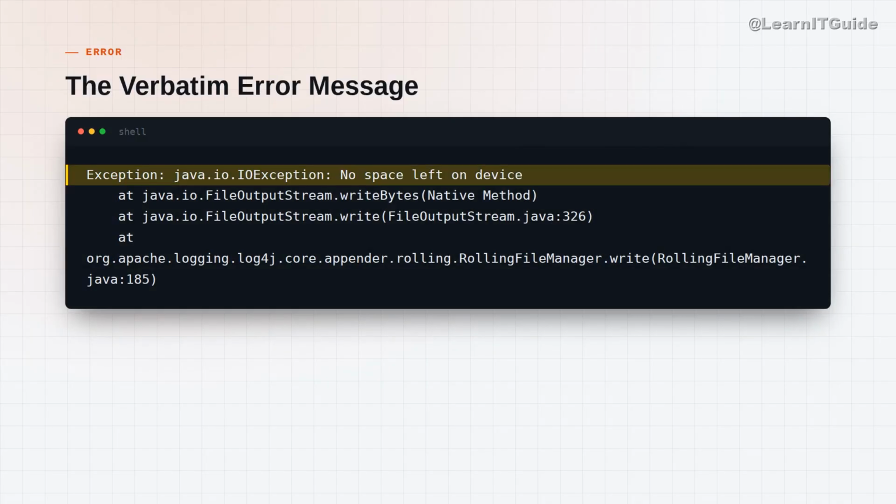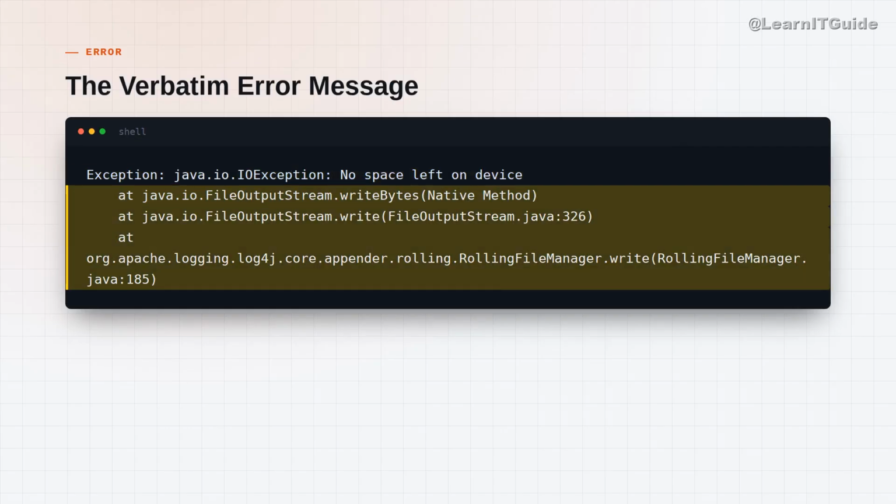When you see an error like this, the first thing you think is that your main data disk is full. But look closer at the stack trace. It is often coming from a logger or a temporary file handler. This specific error means the process tried to perform a system call to write data, and the kernel returned a status code indicating that no more blocks could be allocated on the underlying mount point.